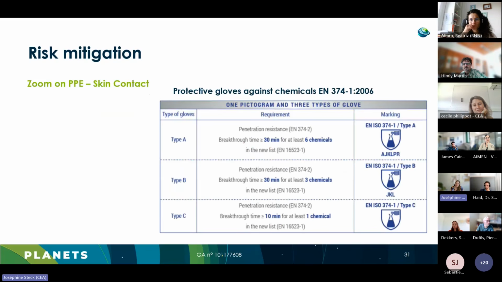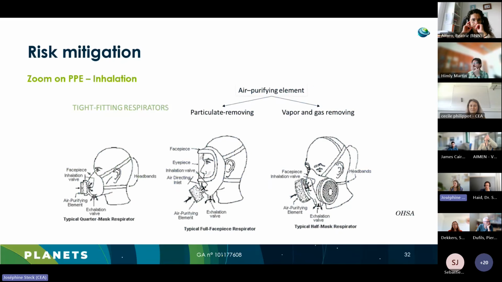But I am quite sure that in a lot of situations, you are using personal protective equipment. I have put some information about skin and respiratory protection. Regarding chemicals, there are 3 main categories of gloves against chemicals according to a standard, depending on the breakthrough time of certain chemicals. You can have a look at this standard if you want more information.